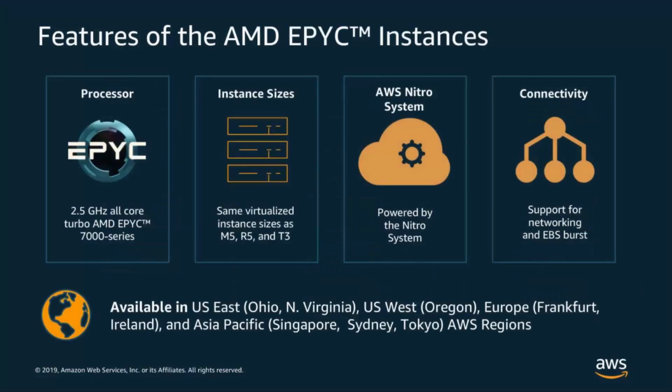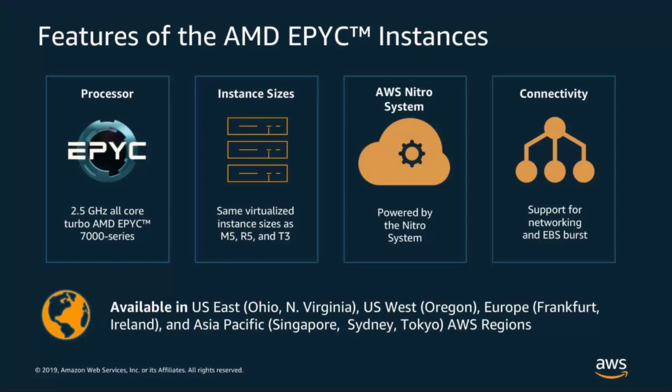So, some of the features of these new AMD EPYC instances that we launched. First off, we've been partnering with AMD to work on a custom AMD EPYC processor that runs at 2.5 gigahertz all-core turbo in their 7000 series AMD EPYC family. We offered the same virtualized instance sizes as M5, R5, and T3, which were already existing families when we launched the AMD versions of those families.